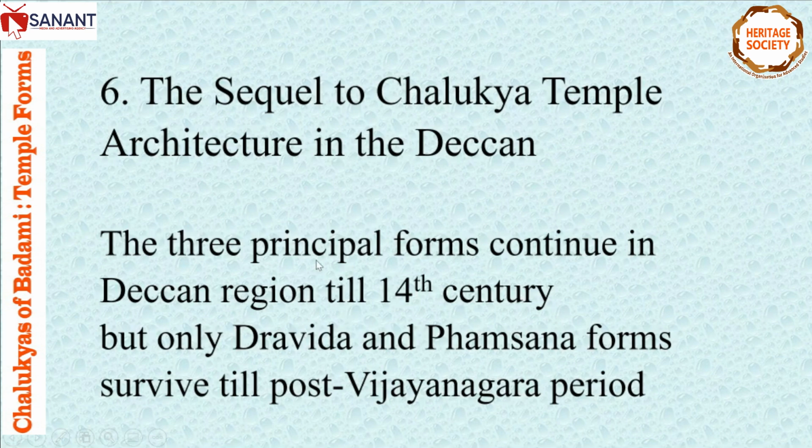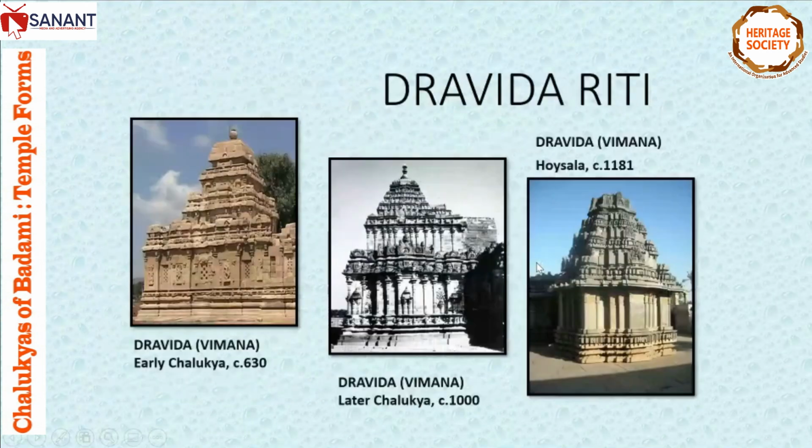But they have been used, all the three, that is Dravida, Nagara, and Pamsana, all of them have been used in it. I will only show the examples. This is of early Chalukyan, and this is later Chalukyan Dravida Vimana. You can see the Shukanasa here. And this is a Hoysala monument of the Dravidian tradition. How transformation has taken place, you can notice here.